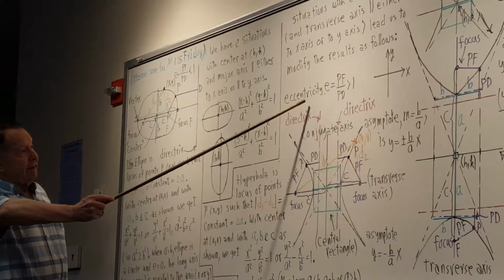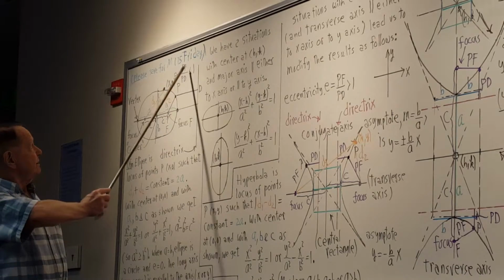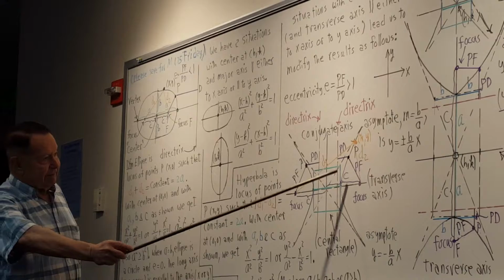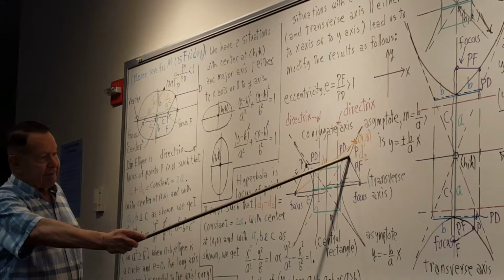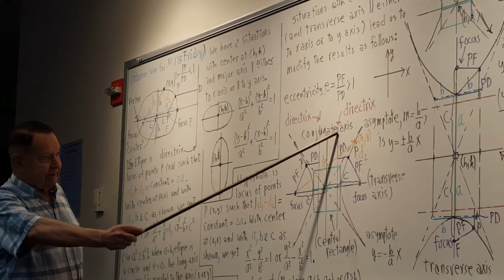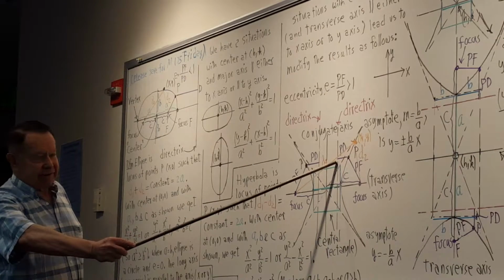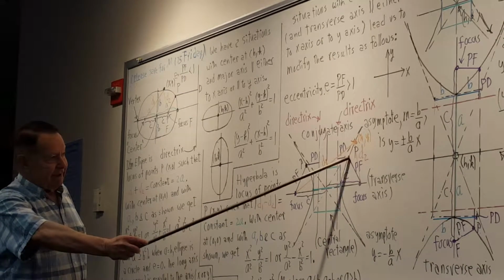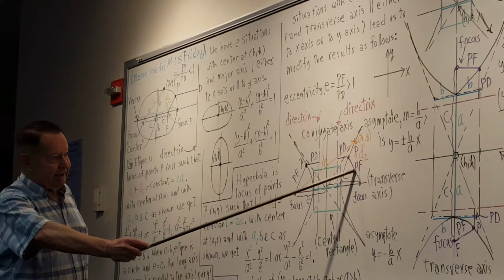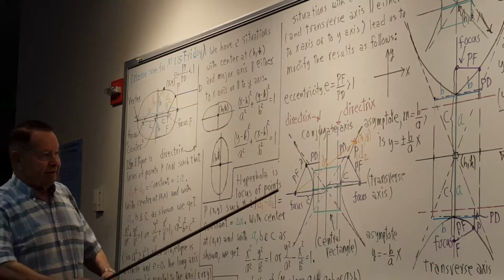Again, for the hyperbola, we define eccentricity the same way, PF over PD. So here's a point, say, on this side. This would be your directrix in here. PD would be the distance straight across like that. And P to F, this would be this focus. And you can see that this is longer than that, that the ratio is greater than one.